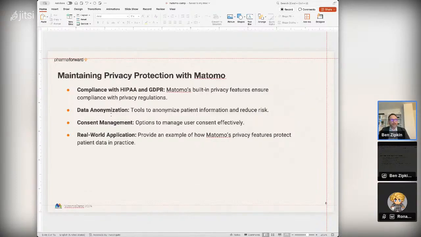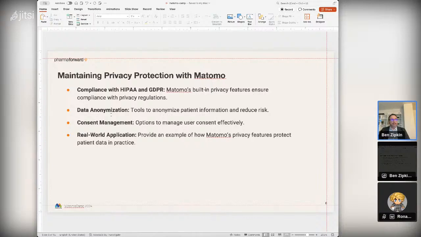HIPAA, if you're not familiar, is the Healthcare Information Privacy Act. It's not so much of a GDPR, but it focuses on the way that any kind of medical data is handled, and there are a significant number of requirements and processes that companies that handle any sort of personal medical data need to follow. There are certain levels of authentication and security, and I think Matomo is essentially one of the only analytics platforms that can meet some of those HIPAA requirements.